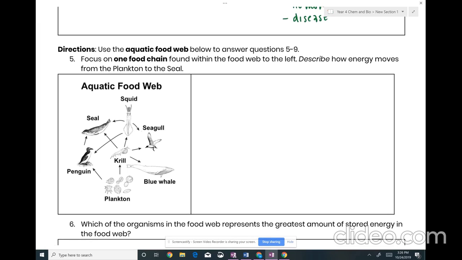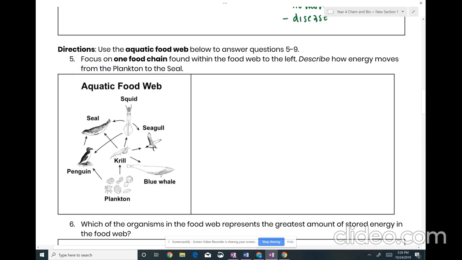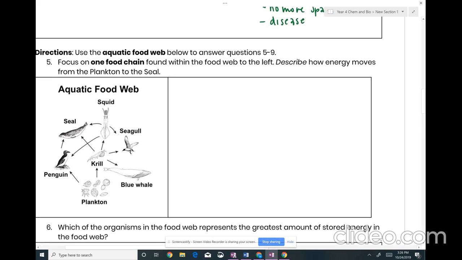Okay, so it says we're looking at this aquatic food web, and we're going to answer questions 5 through 9 just based off of that food web. So we are going to start with focusing on one food chain within the food web, and we're going to describe how the energy moves from plankton, which is this thing, right, to my seal, which is this thing. So they just kind of give us our start and end points, right?